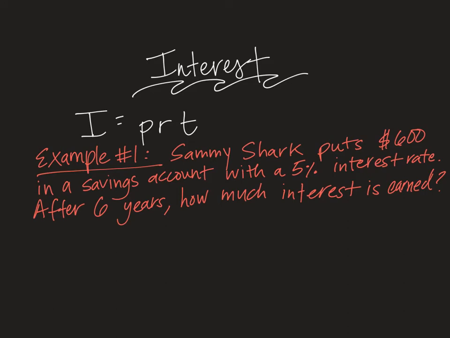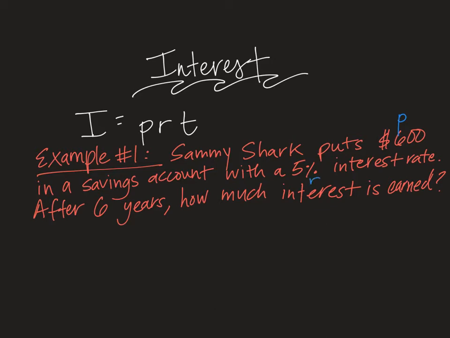Okay, guys, here's our first example. Sammy Shark put $600 in a savings account with a 5% interest rate. After 6 years, how much interest is earned? So we need to identify a few things. So the initial amount of money going in is the $600, so that's going to be our P. And then our rate is 5%.